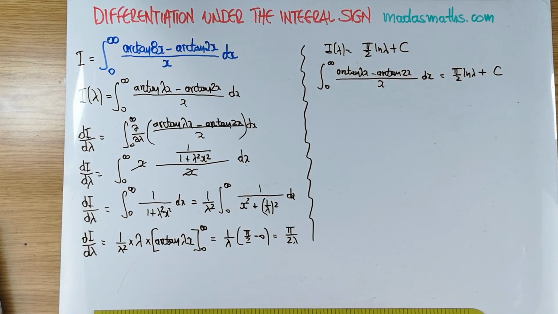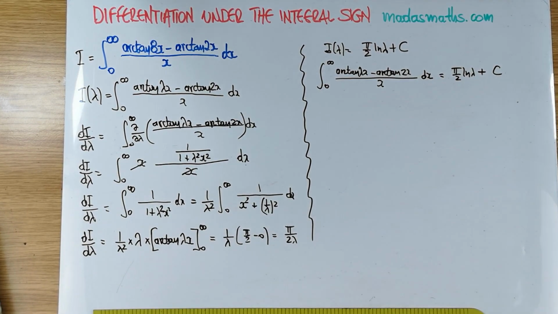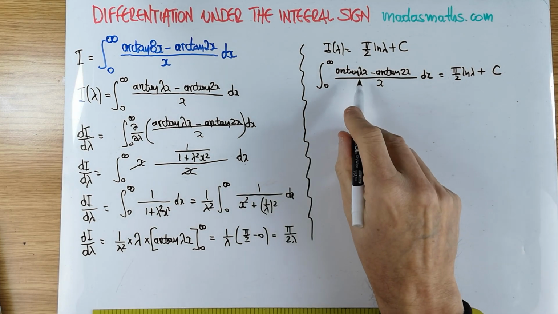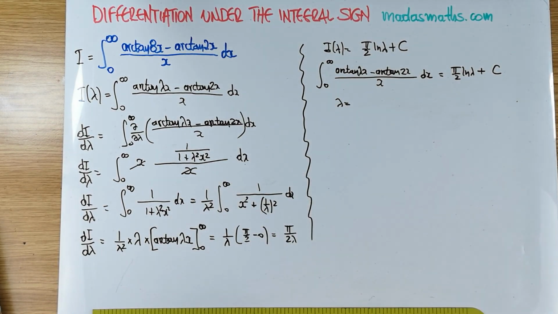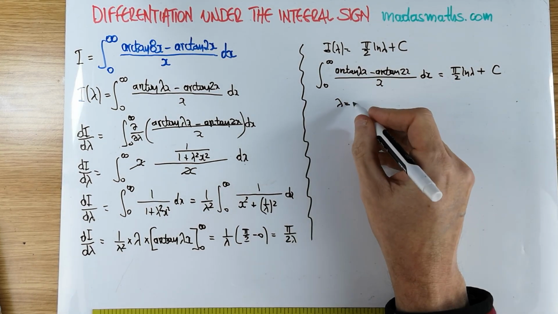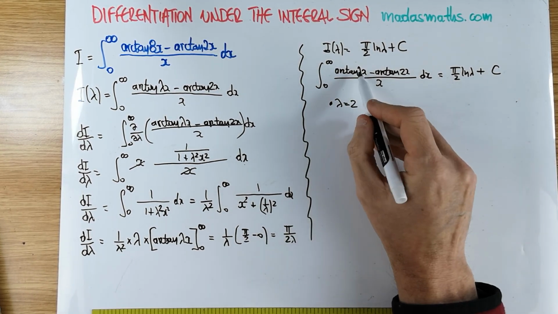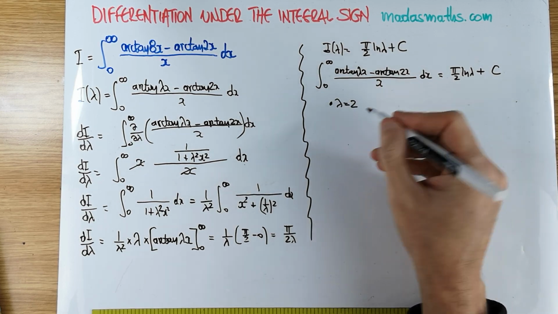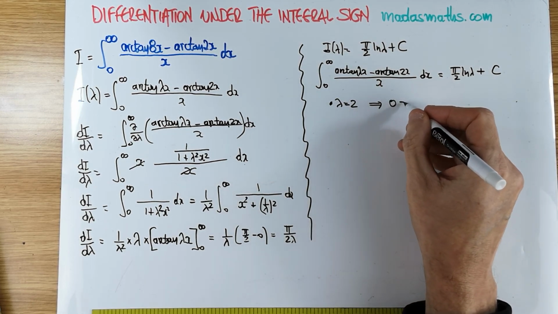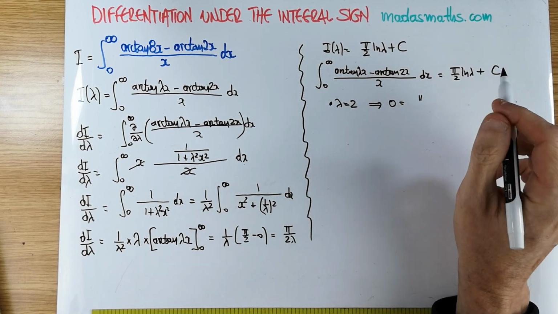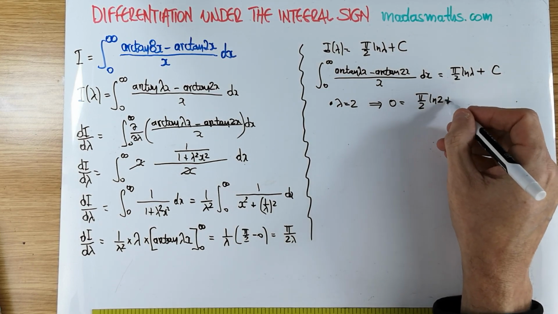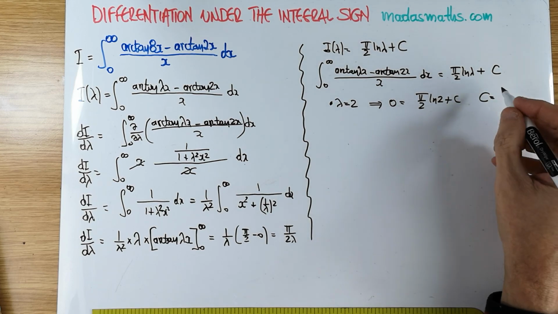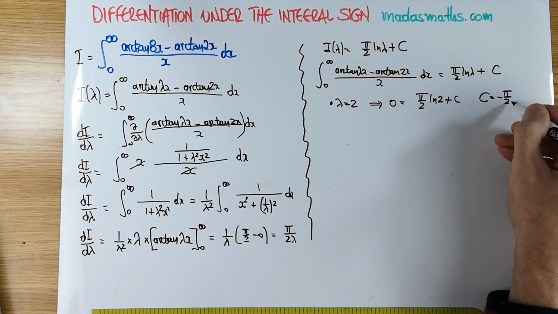We need to evaluate this constant c, so I need to pick a suitable value for lambda. The sensible thing to do is, in order to create a zero integrand very easily, to set lambda equal to 2, which will just give us 0 here. So the left-hand side will produce 0, which is equal to, on the right-hand side, pi over 2 log 2 plus a constant. So our constant c is going to be negative pi over 2 log 2.